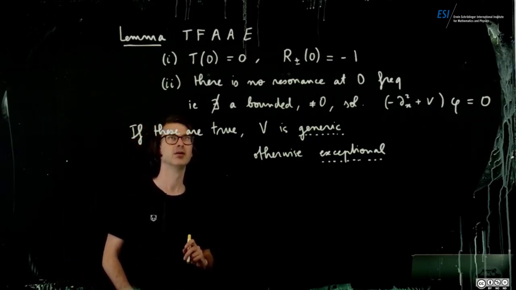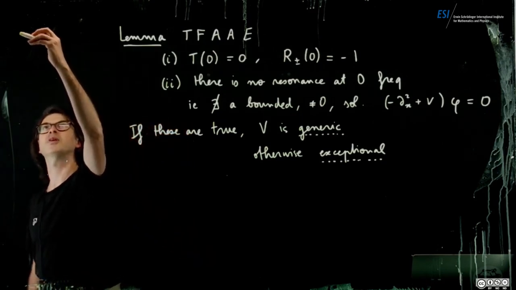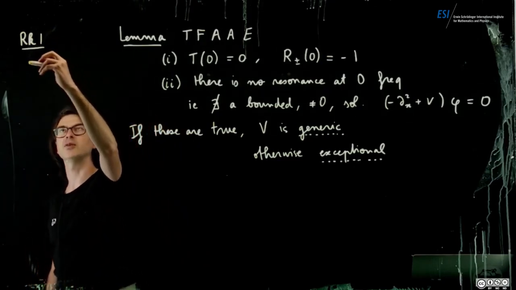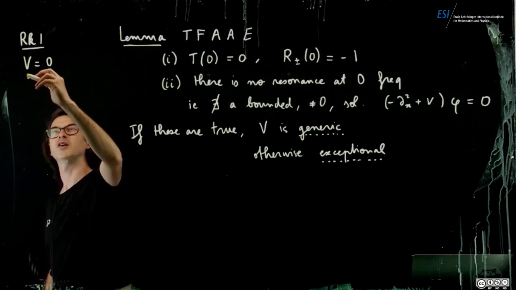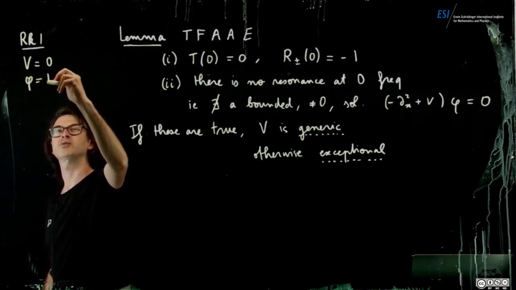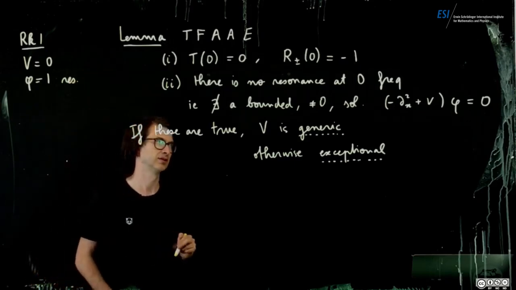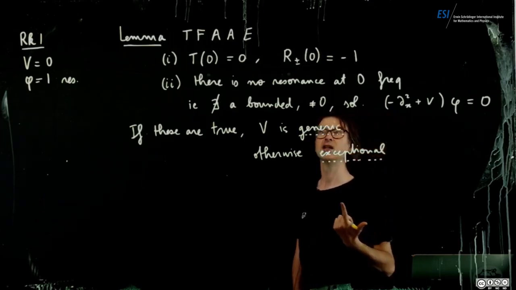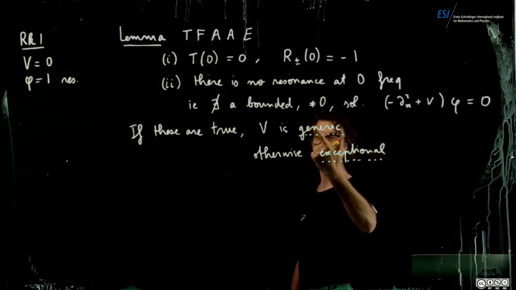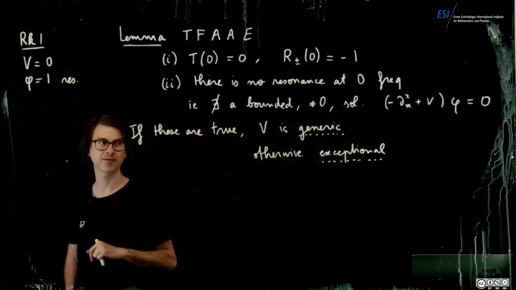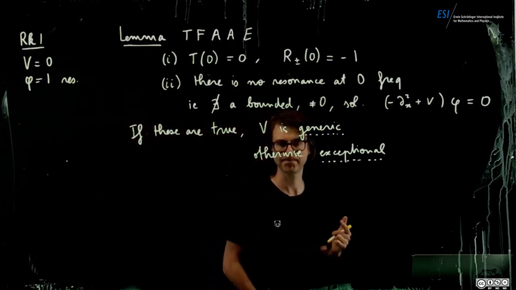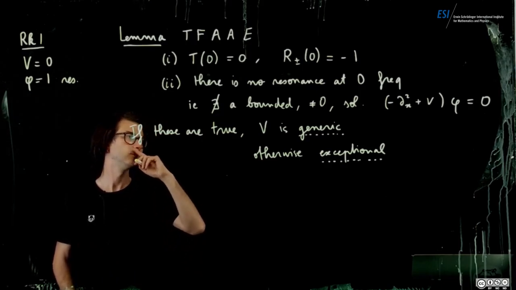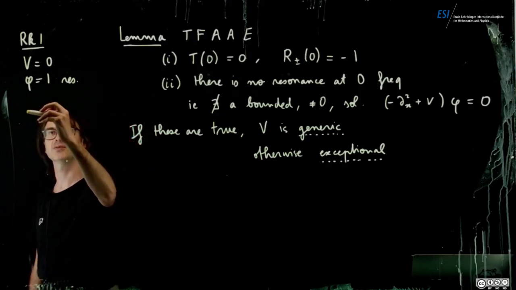Okay, so maybe two remarks. Remark one is that if you take V equals zero, then just the function identically equal to one is a resonance. So the zero potential is exceptional with this definition, because it has a bounded non-zero solution of dx squared f equals zero. Okay. And remark two.